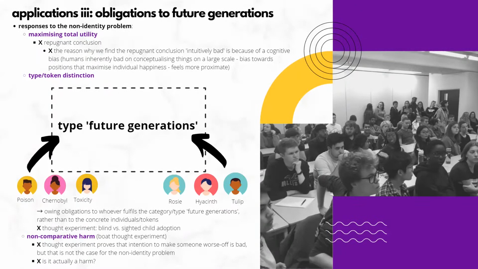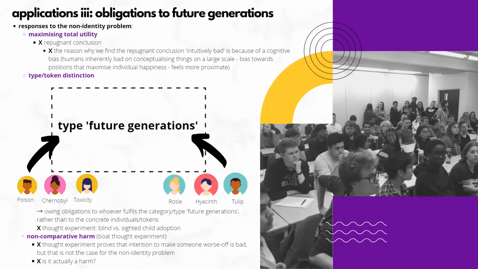So again, there is a response through a thought experiment. The claim made is that we have an obligation to make whoever fulfills the category better off than whoever will fill the category on the opposite side. The thought experiment is in terms of adoption. Say I am someone who wants to adopt a child. Whoever I adopt is going to fulfill the category my child, and I should have the obligation to make them as well off as possible.